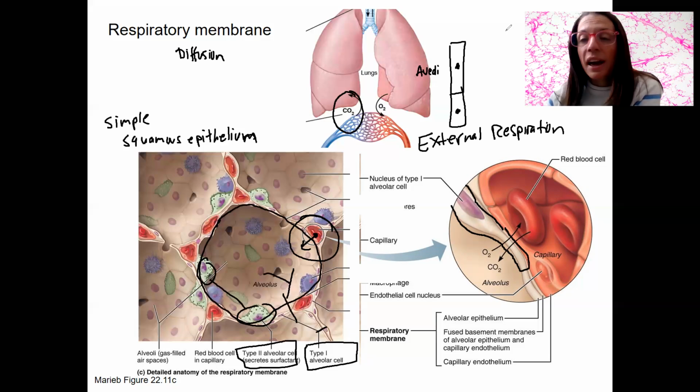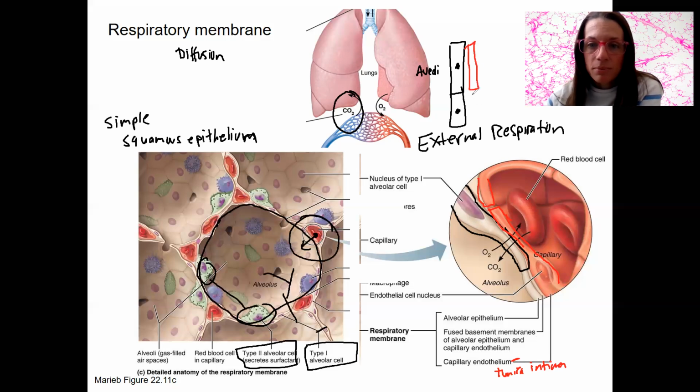Then adjacent to that, we're going to have the capillary endothelium. So here is the inside of the capillary. Here are the cells, the simple squamous epithelial cells that make up the endothelium of the capillary, right? So we've talked about that. The capillaries are just a thin layer of tunica intima. That's what they are. So here they are. Draw them like this.